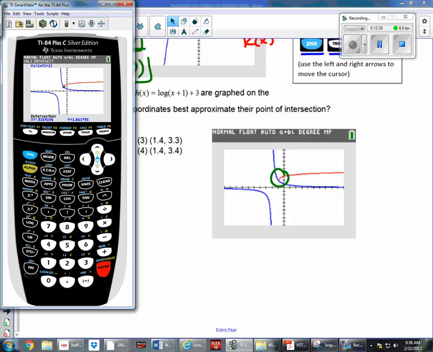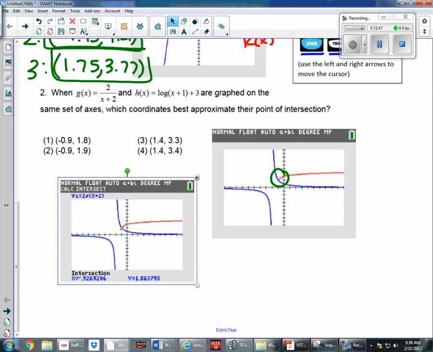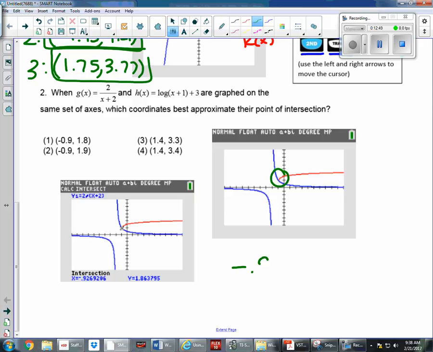My point of intersection, rounded to the nearest tenth, because that's what the answer choices are, is given by negative 0.9, comma 1.9, which is choice 2.